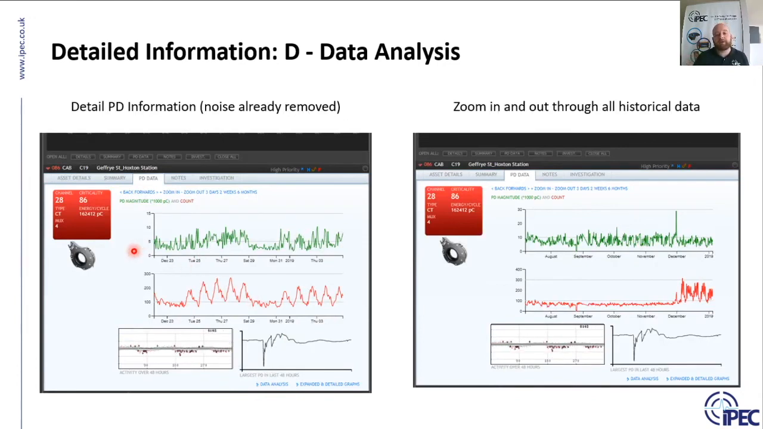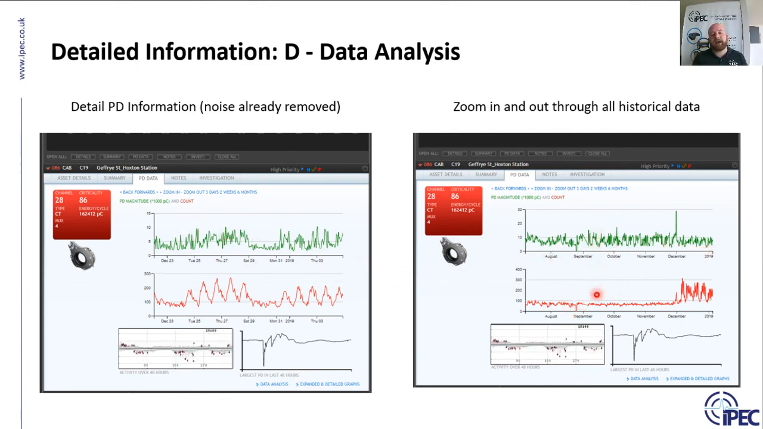We have the PD trend, we have the PD count, we have the PRPD, and we have the individual waveshape. And each one of these bits of data you can generate reports on, you can download, you can even download the high resolution data if you want to do your own offline analysis as well. You can manipulate the data, you can zoom in, zoom out, view longer data over time.